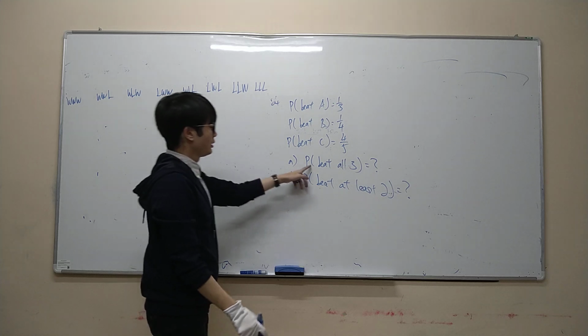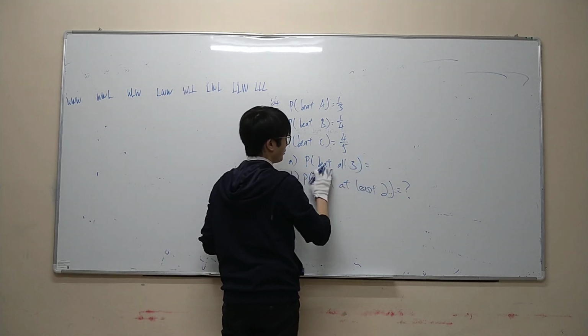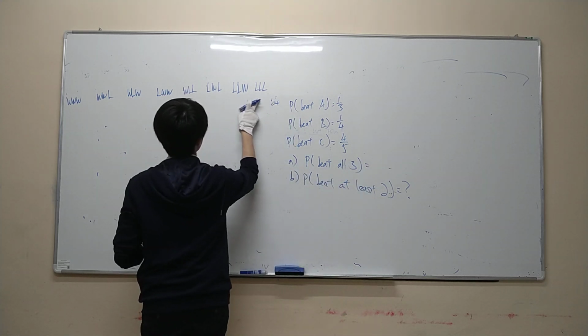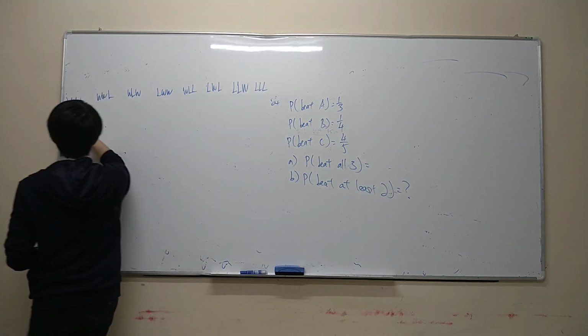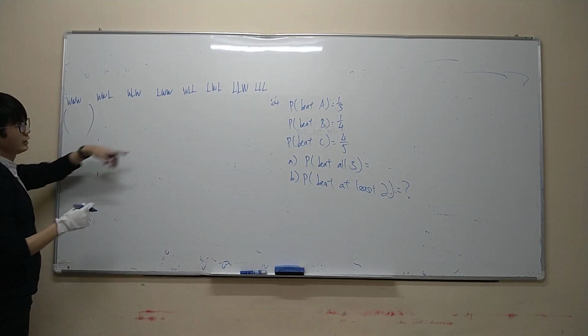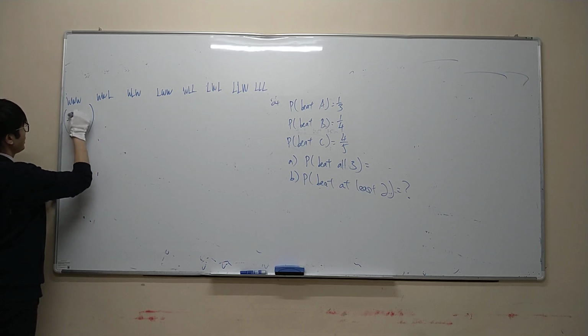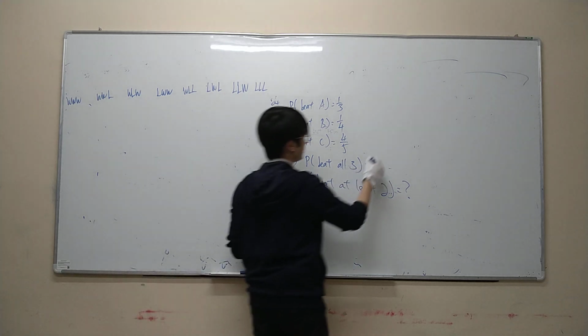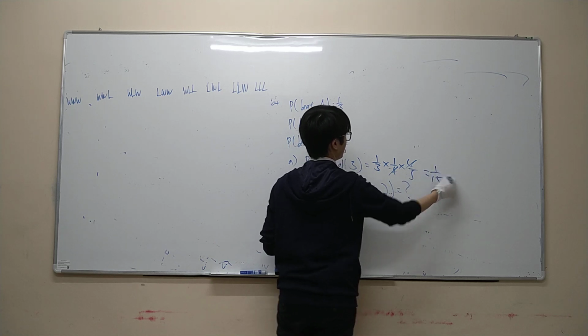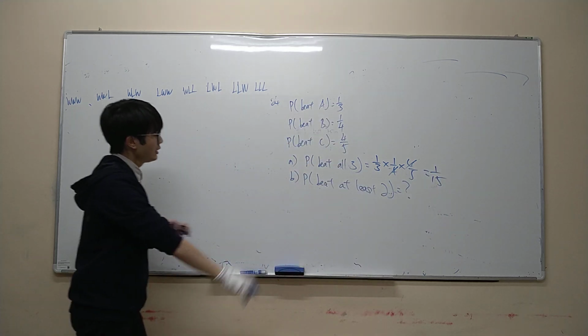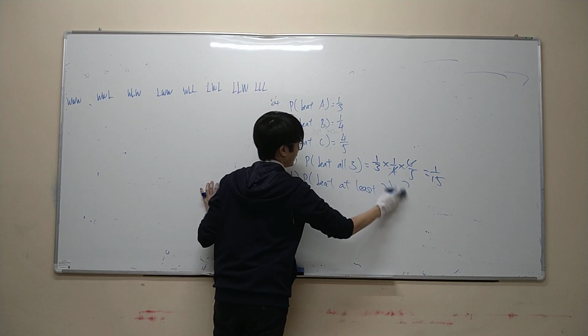So for A, they want you to find the probability of beating all 3. Which one is that? This one. So what is the probability of beating all 3? 1/3 times 1/4 times 4/5. So the probability of winning all three is just 1/3 times 1/4 times 4/5, which cancels to 1/15.